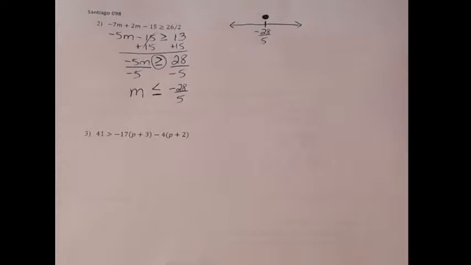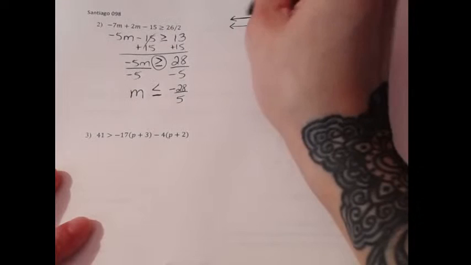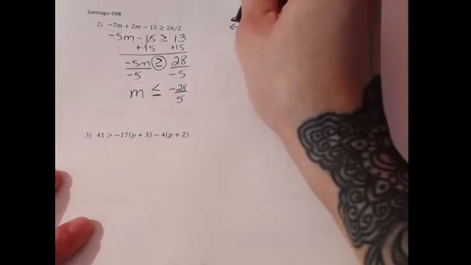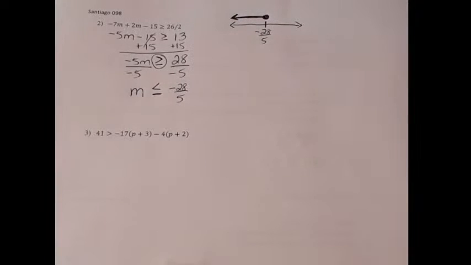Now, m is less than or equal to negative 28/5. Well, less than is to the left. Greater than is to the right. So less than means we're going to shade in this direction. Perfect. And there's our solution on a number line. I love it.